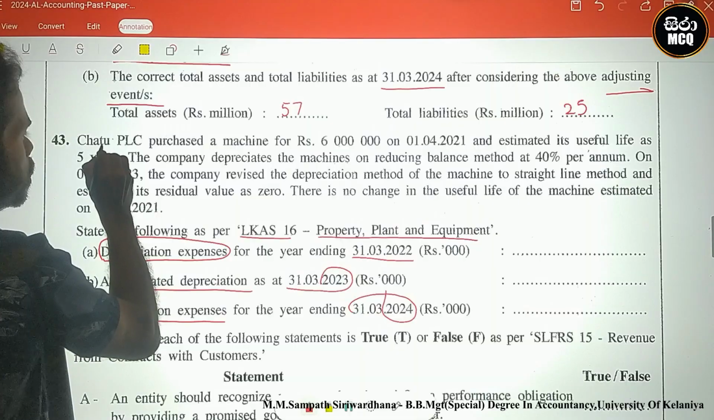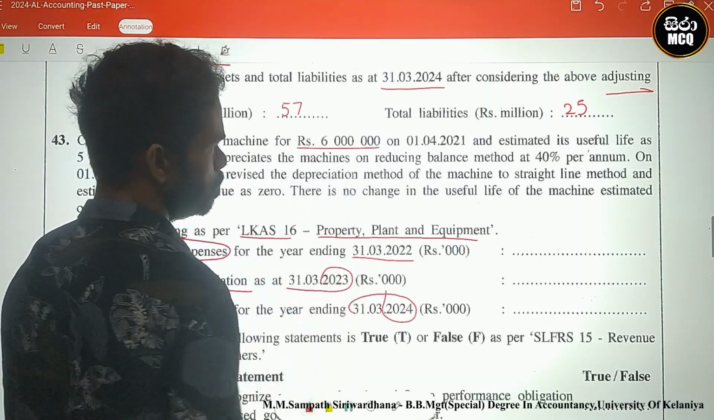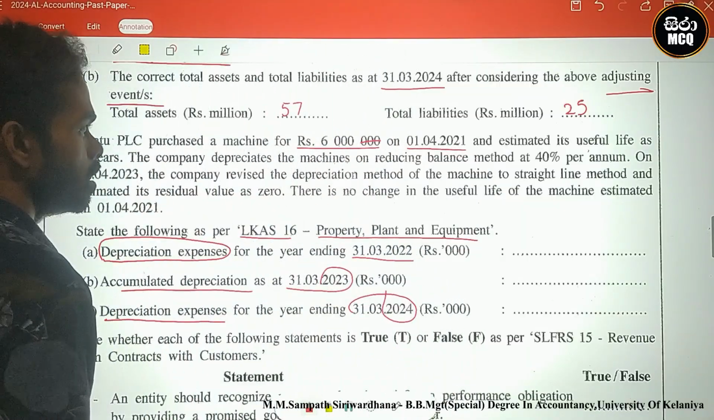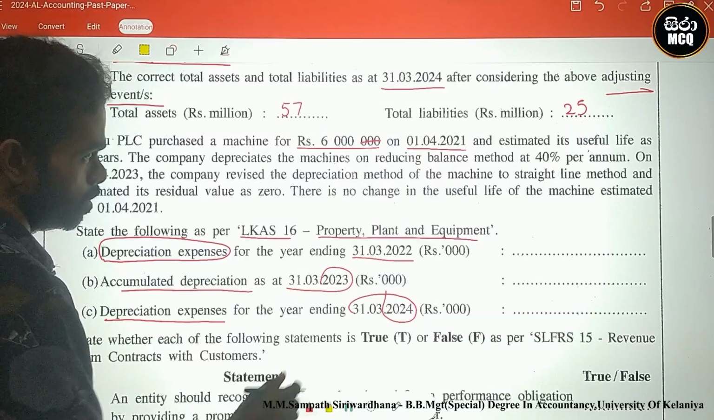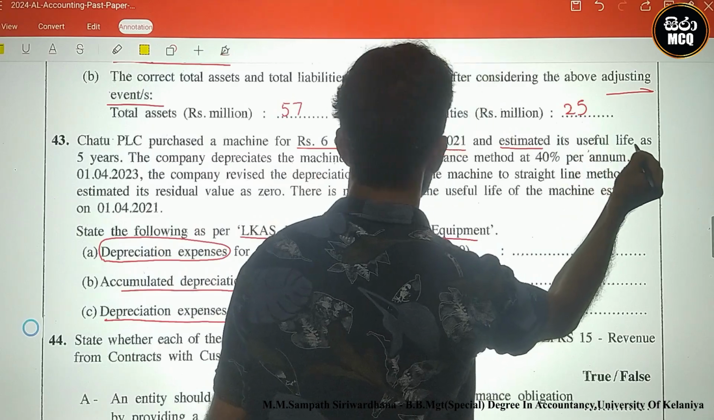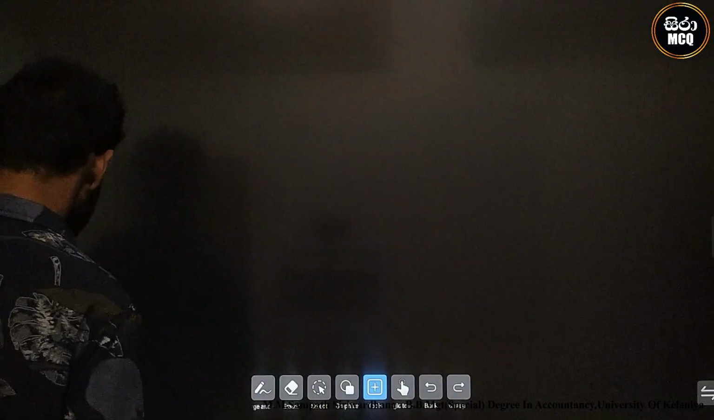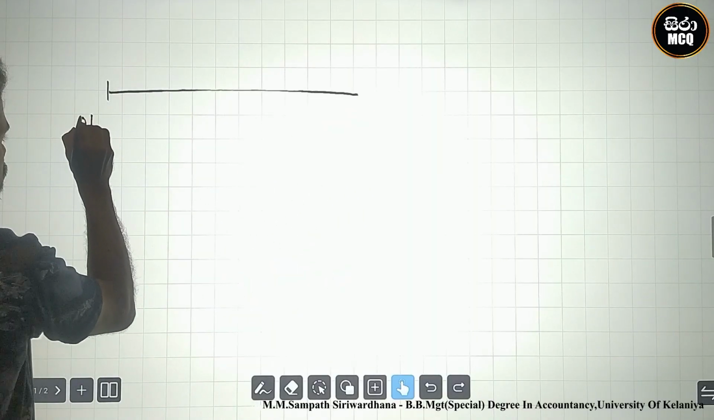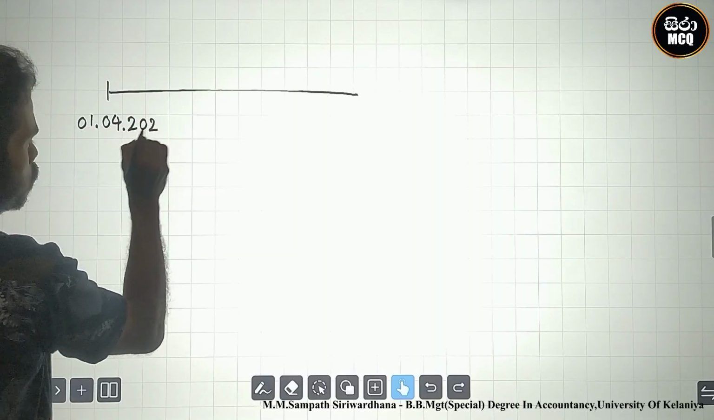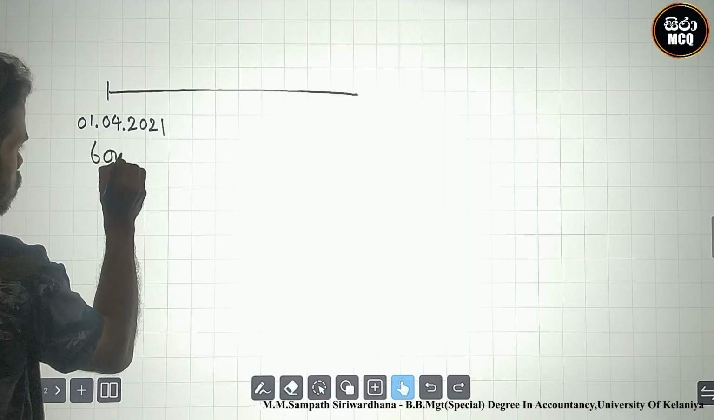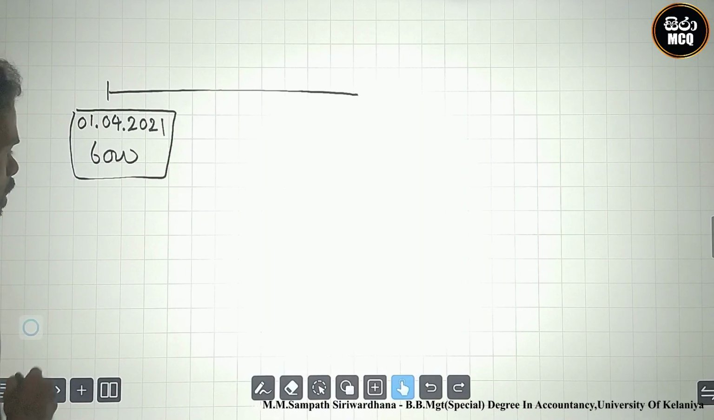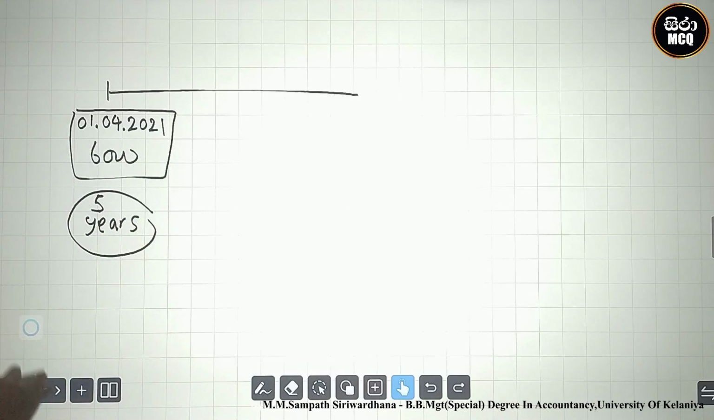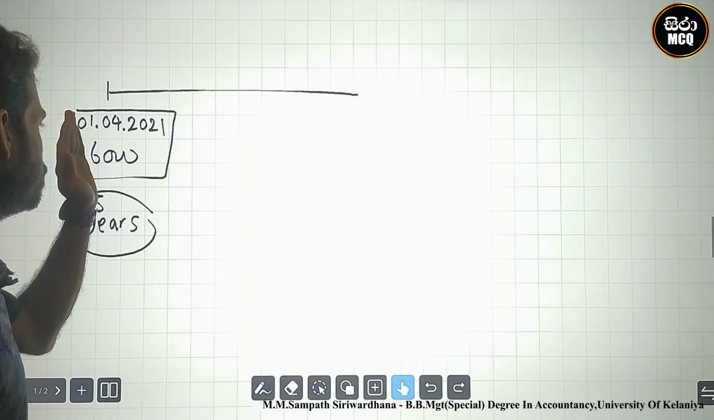Look here. First one, Chatu PLC purchased the machine for 6 million on 1st April 2021. Next one, estimated useful life as 5 years. I noted all this information. 6 million means 6,000 rupees. The useful lifetime is 5 years. The purchase day is 1st April 2021.